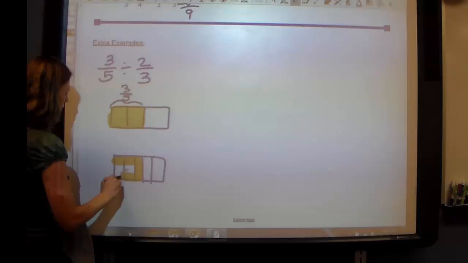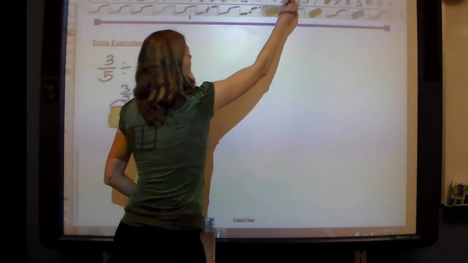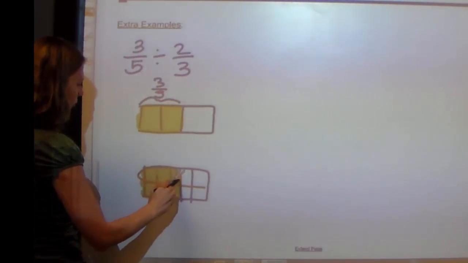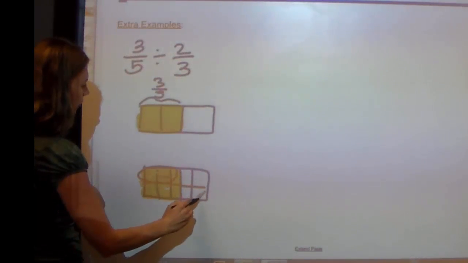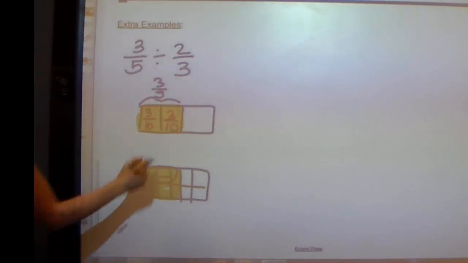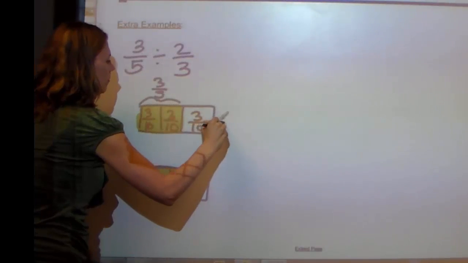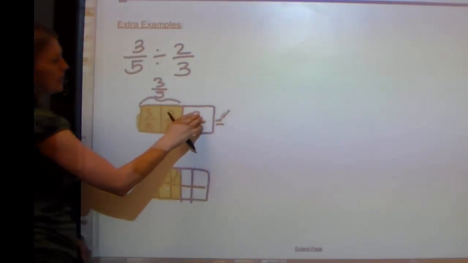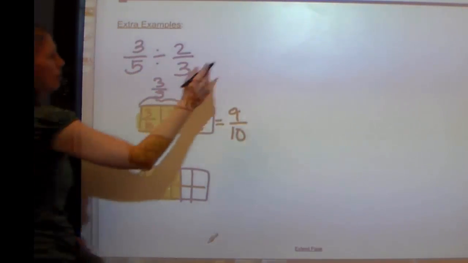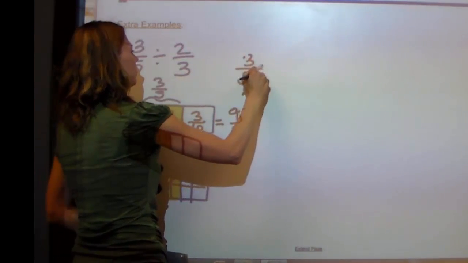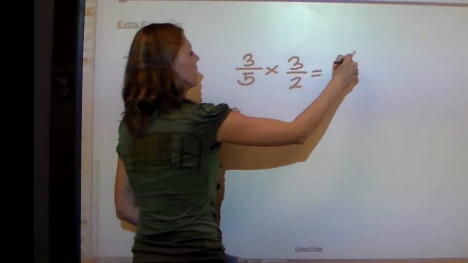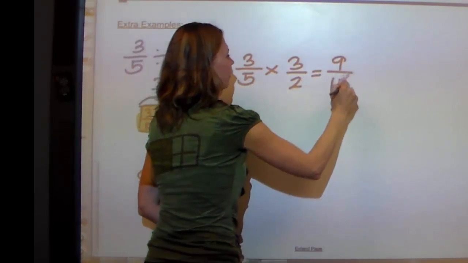If I have 3/5 and I'm dividing it in half, here's one of the halves. It's 3 out of, and if that's 5 and another 5, that would be 10. So I would have 3, 6, 9 tenths. I can show the multiplication, the inverse. Three times 3 is 9. 5 times 2, 10. Same answer.